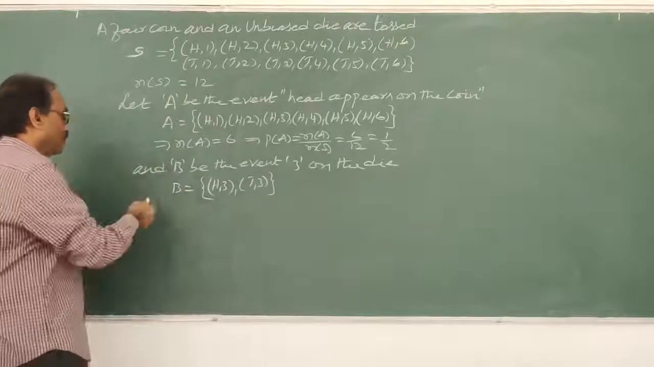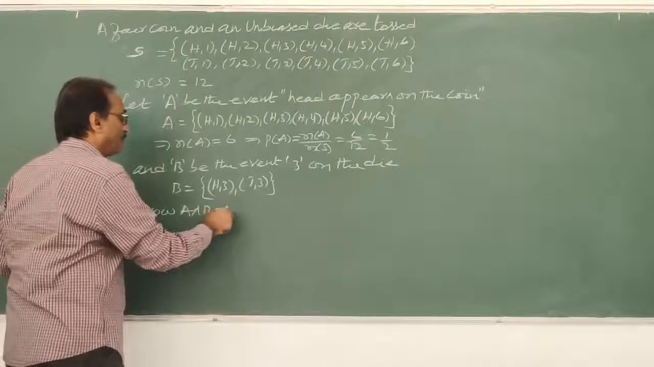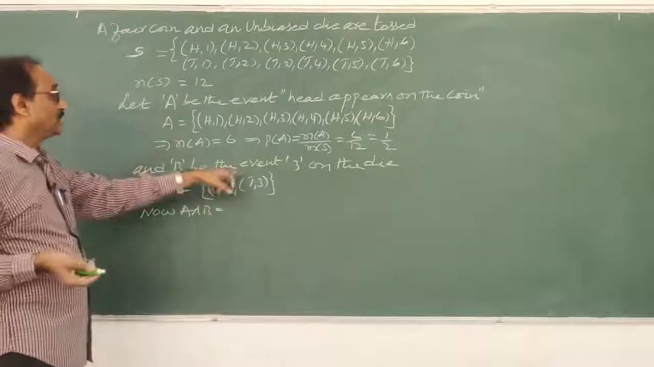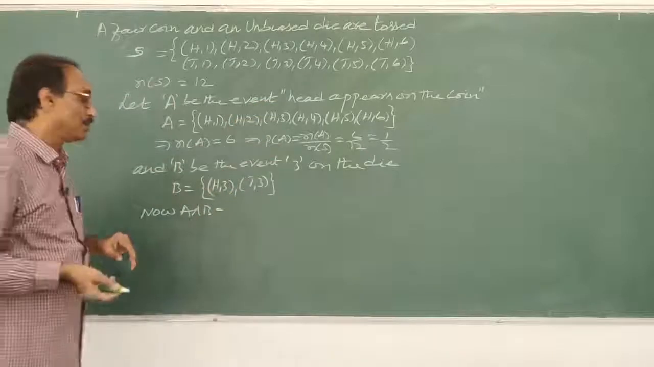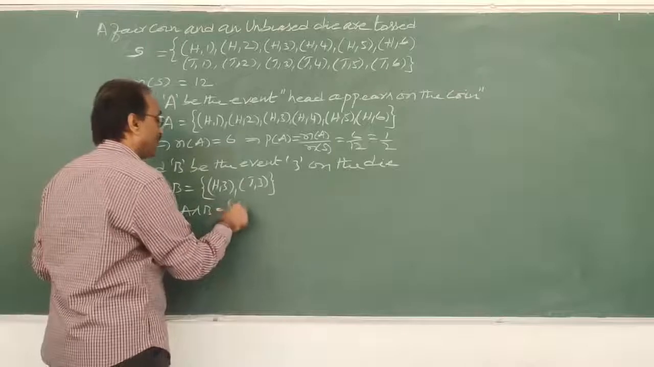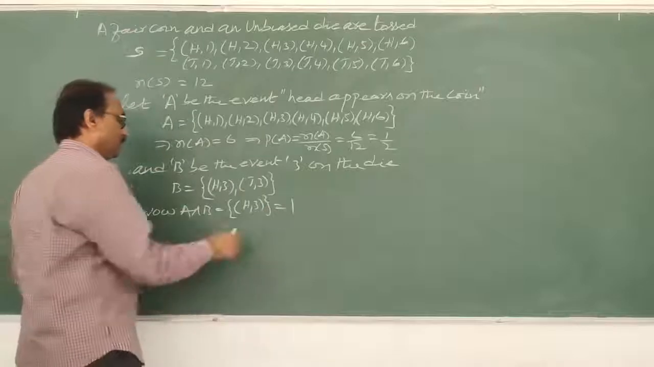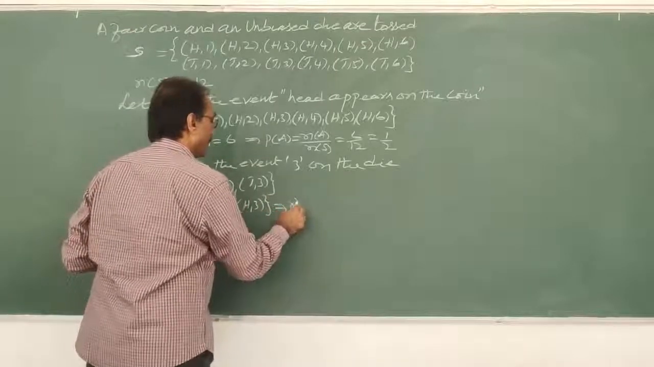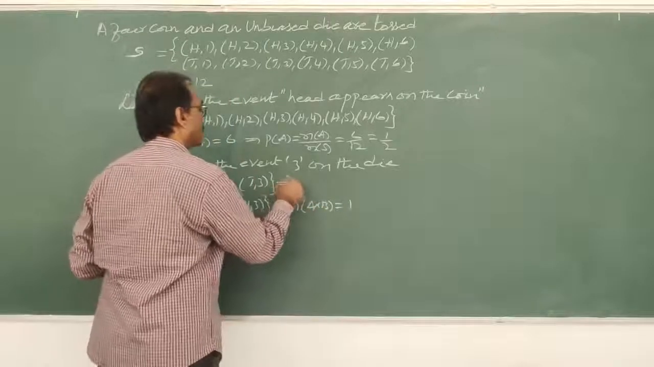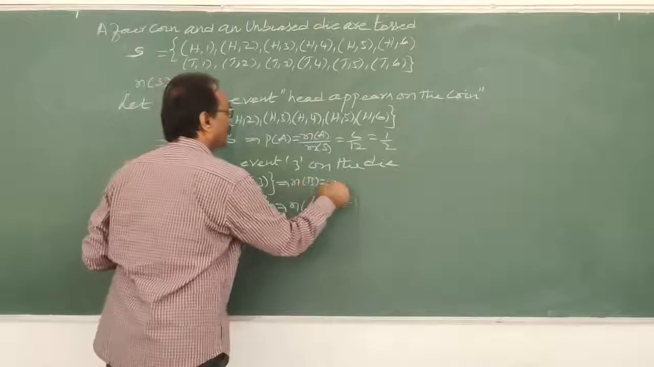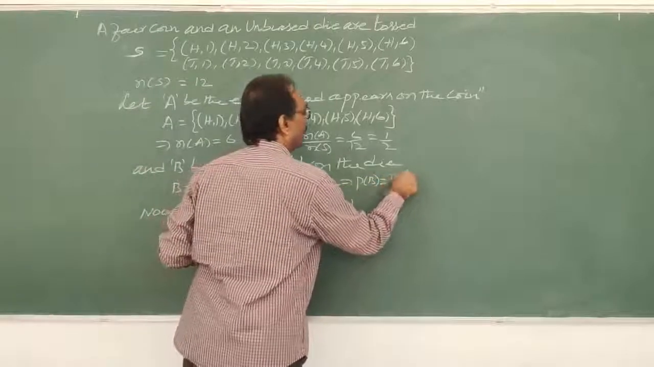Now A intersection B. What is A intersection B? 3 must be there and head must be there, head and 3 together. That is only H comma 3, so that is nothing but 1. This implies N of A intersection B is equal to 1, and N of B is equal to 2. This implies P of B is equal to N of B by N of S.